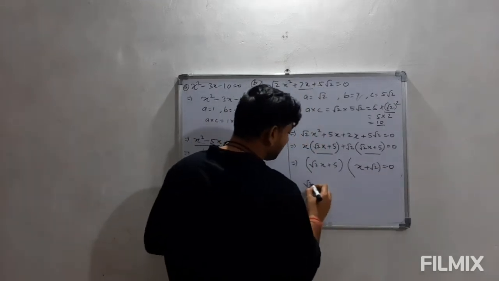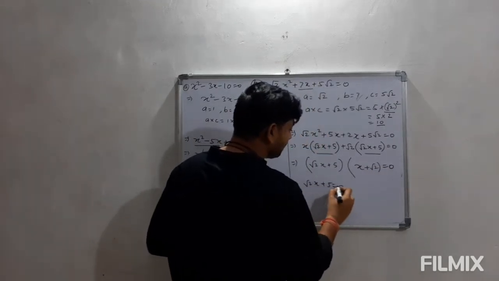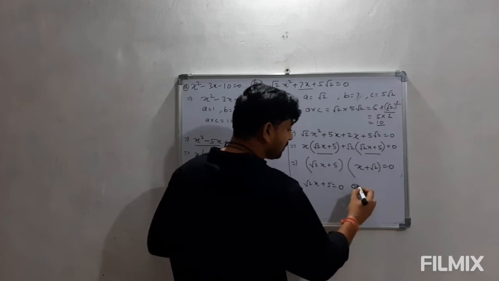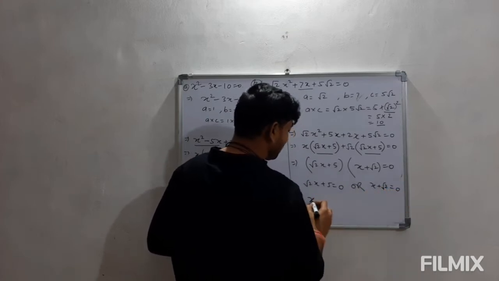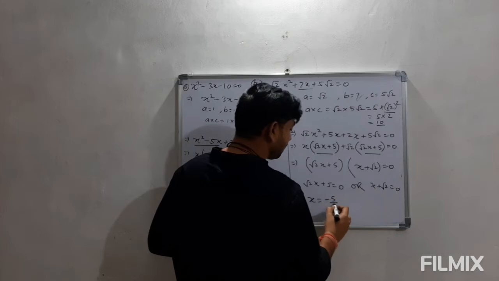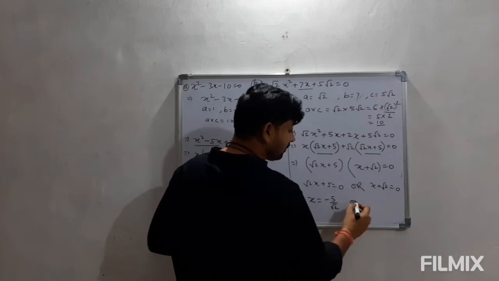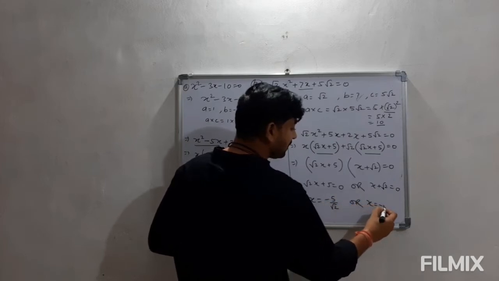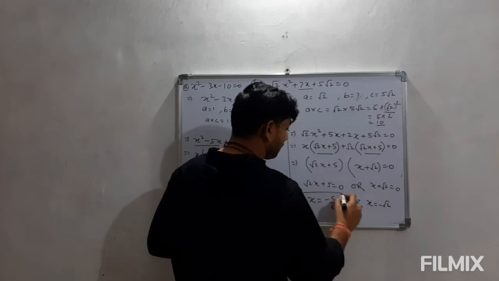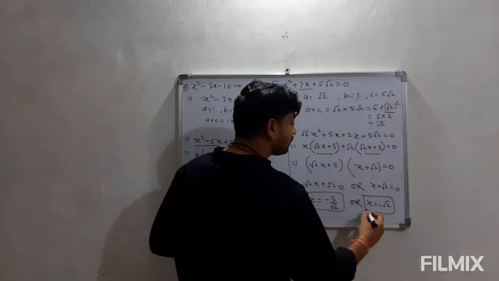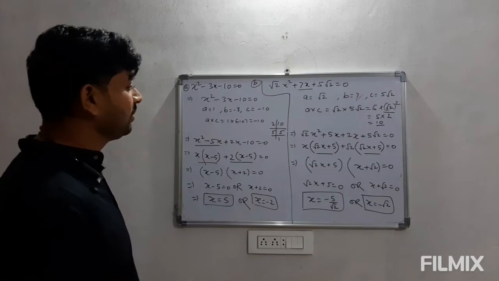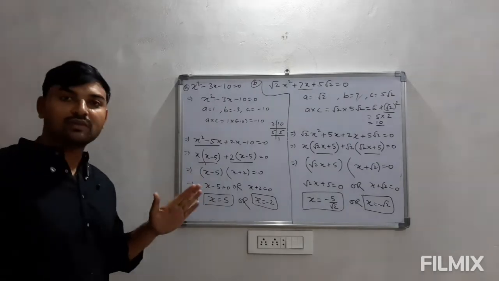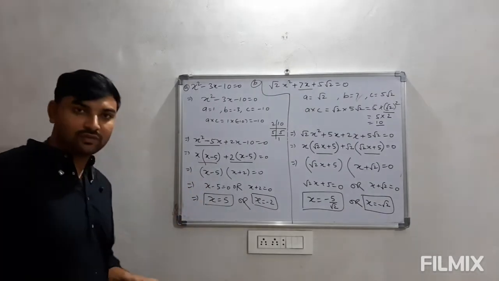Now one by one we will equate them to 0, that is root 2x plus 5 is equals to 0 or x plus root 2 is equals to 0. So we are getting x is equals to minus 5 by root 2 or x is equals to minus root 2. So from here we are getting these two roots of that quadratic equation. So this is all about the factorization process.